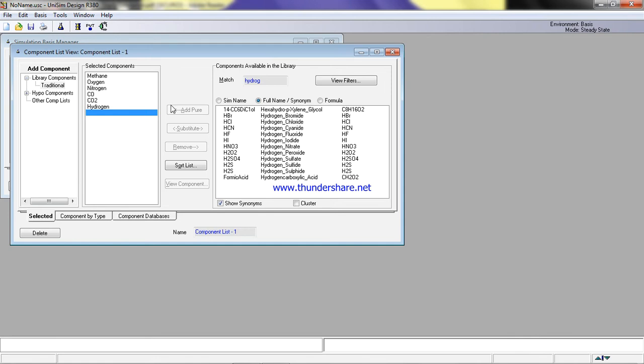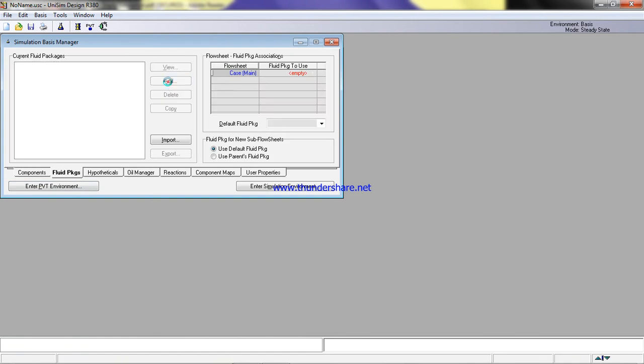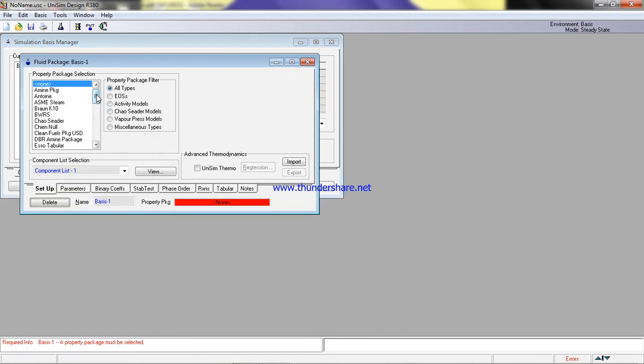So when you finish listing the components, you close here. Then we go to fluid package, and these are the fluid packages. If you check, you see names. Most of them are funny. Antoine, we see Peng Robinson, and the rest.